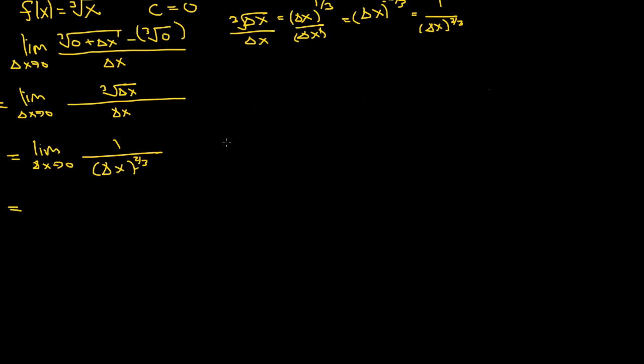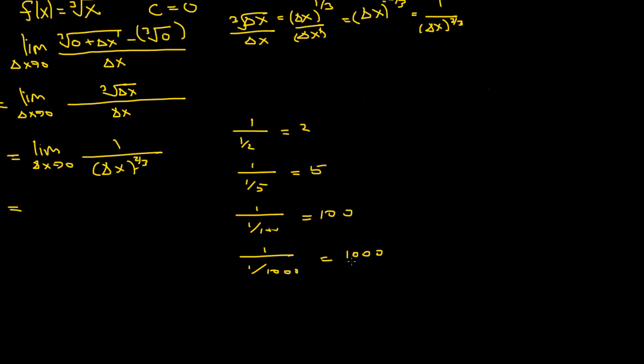Think about it like this. If I do 1 divided by 1/2, that's equal to 2, right? If I do 1 divided by 1/5, that's equal to 5, right? If I do 1 divided by 1 over 100, that's 100. If I do 1 over 1,000, that's equal to 1,000. So as the denominator is getting smaller, the entire expression here is getting much bigger. So that limit is equal to positive infinity.